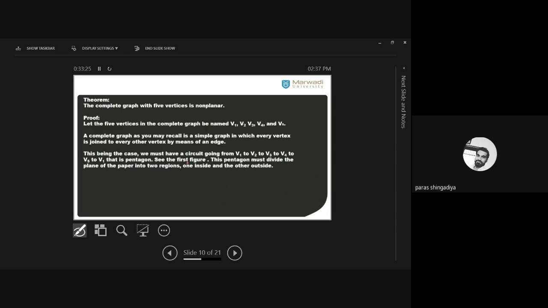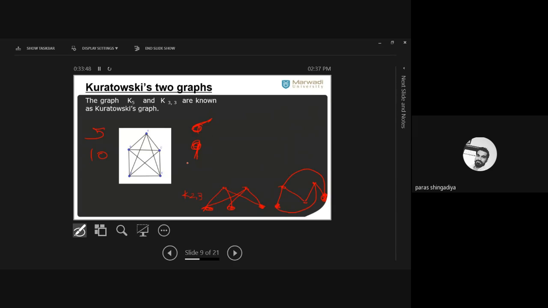Okay, so there is the first theorem of this unit. Prove that the complete graph with 5 vertex is a non-planar graph. Okay, means prove that K5 is non-planar. Which type of shape do we have? Just check this shape again. This is the shape we have of K5.